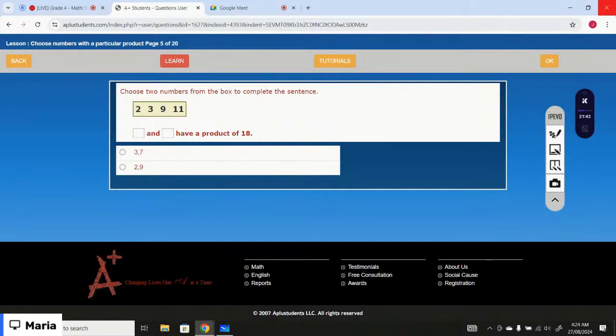The correct option is that is 2 times 9 is 18, right? Option number 2 is the correct option.